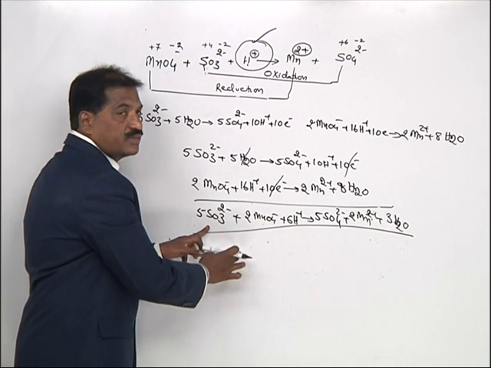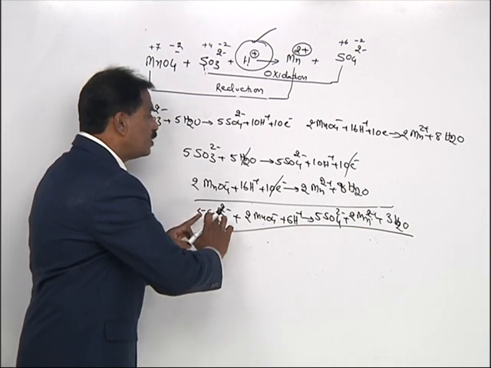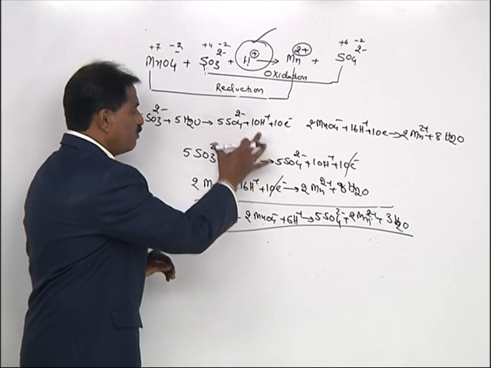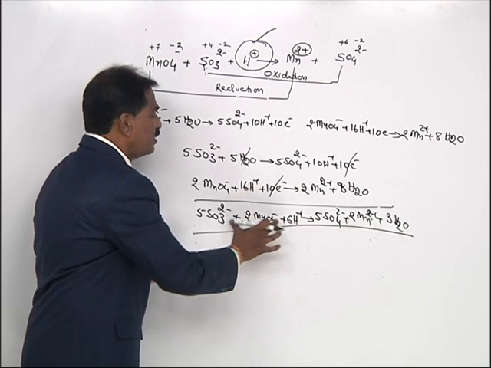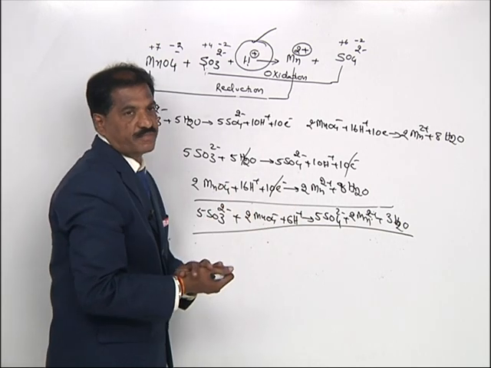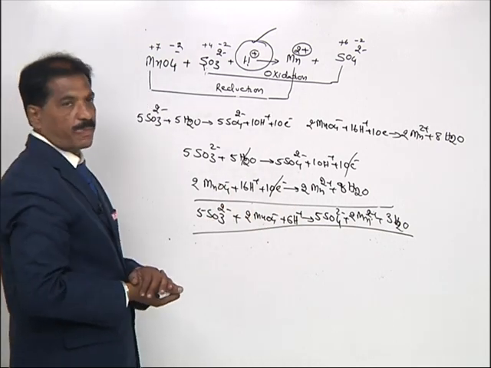After deriving this reaction, now if you count the number of atoms, if you count the charge, if you count the electrons, every type of the species has been equalized with each other from the reactant side to the product side.